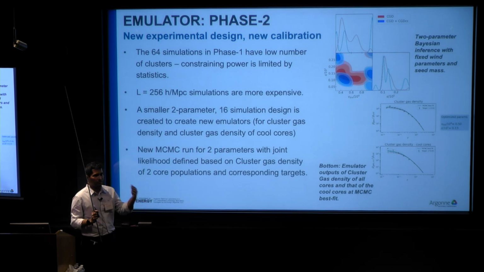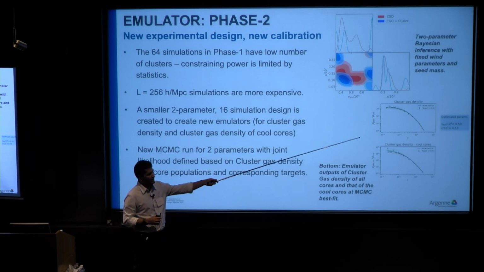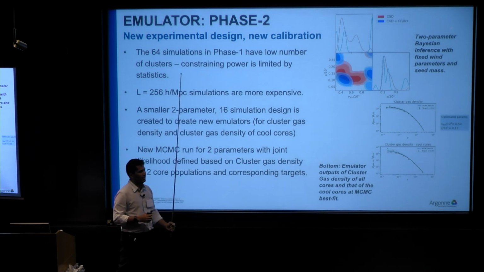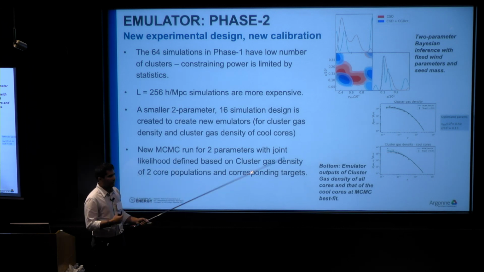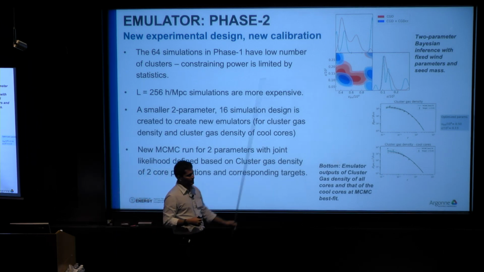So we start a new experimental design. We go with 16 simulations just in 2 dimensions, build new emulators, run a new MCMC. This time I'm using cluster gas density as my forward model. And then there is another statistic of the cluster gas densities for these low entropy clusters, which is also some data that you can get from X-ray targets. And once you do that, you get the new set of constrained optimizing parameters.